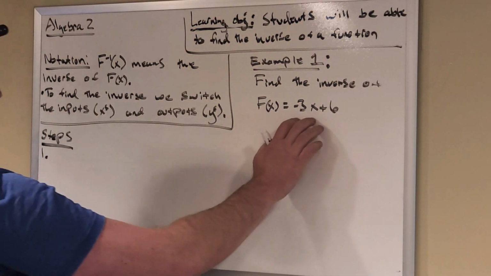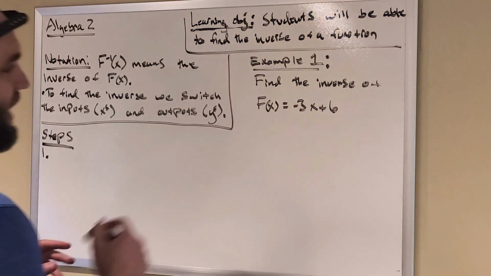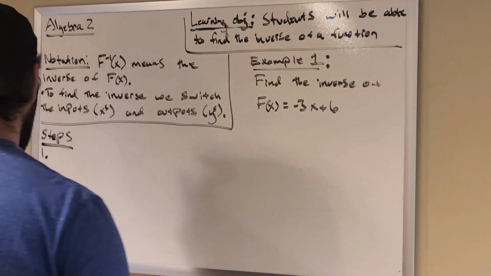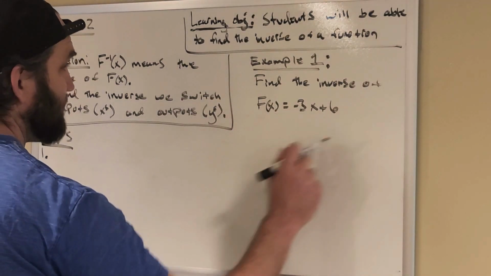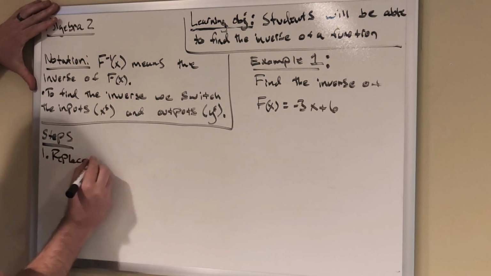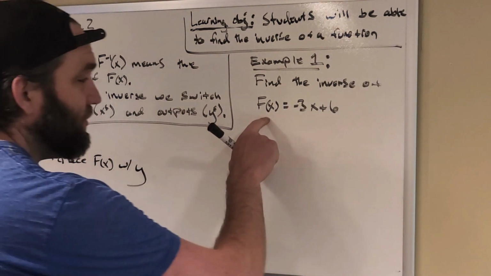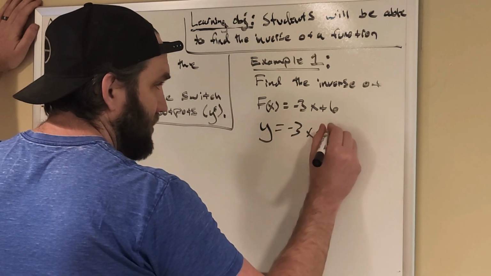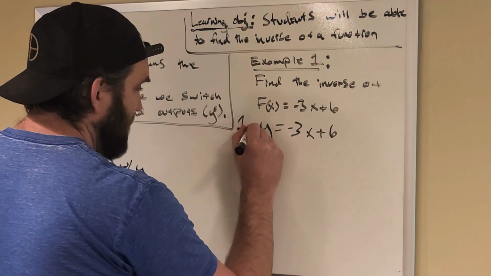We have an example over here, and we want to find the inverse of function f of x, where f of x equals negative 3x plus 6. I have steps I want to go over. The first step when finding the inverse of a function is to replace f of x with y, because f of x just means y. So y equals negative 3x plus 6. All right, so that's step one. I'm just going to put a 1 next to it.